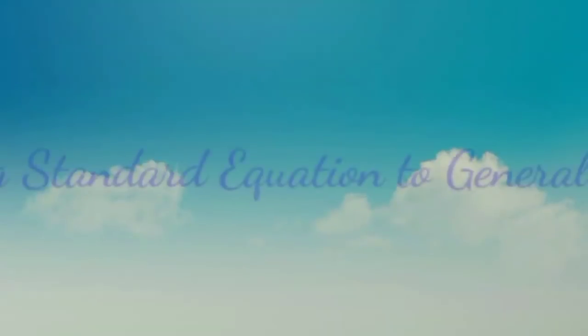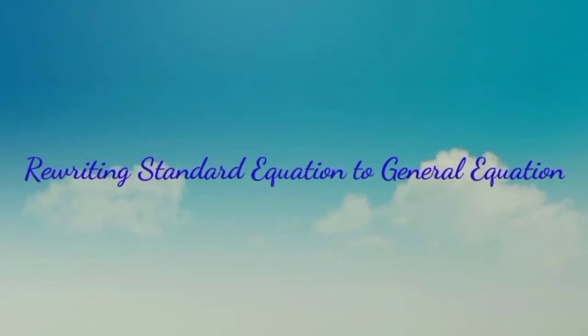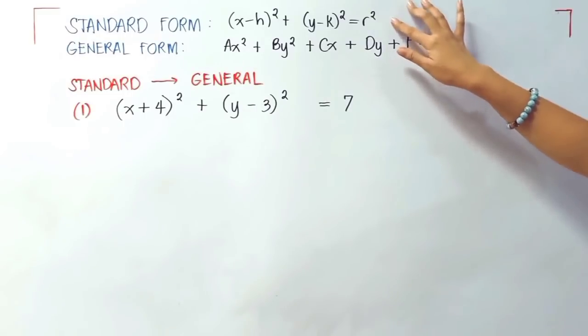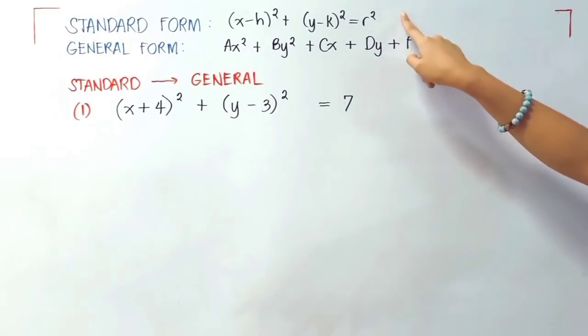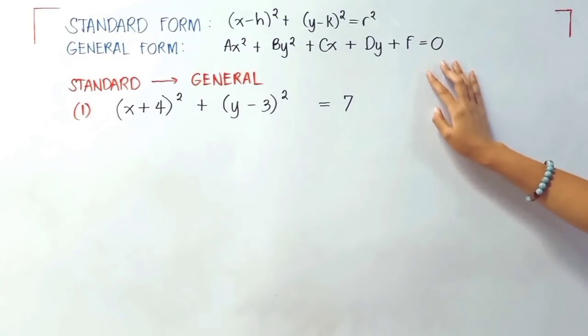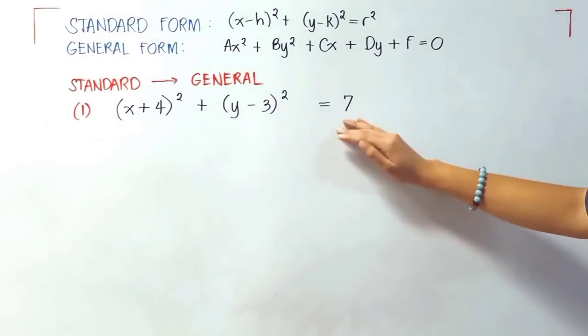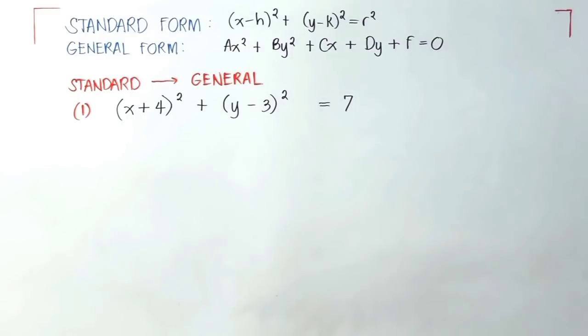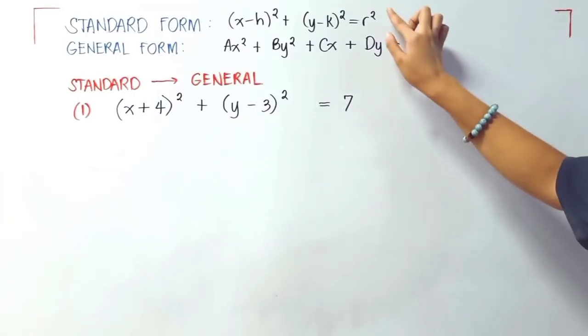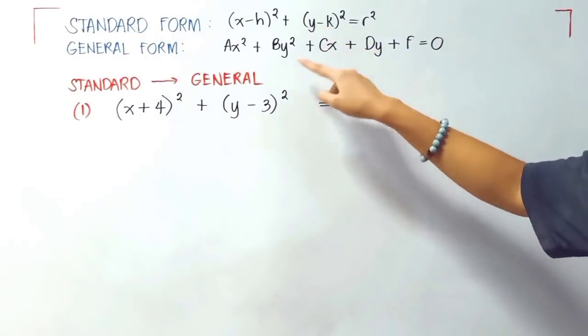We are now on rewriting standard equation to general equation. The standard form of the circle, as you already know, is this form. Now we'll try to make it into general form this time. So let's have our first example. As you can see, our example here is in standard form.